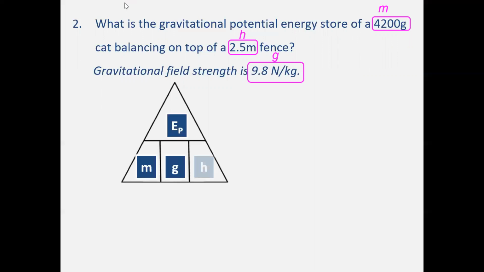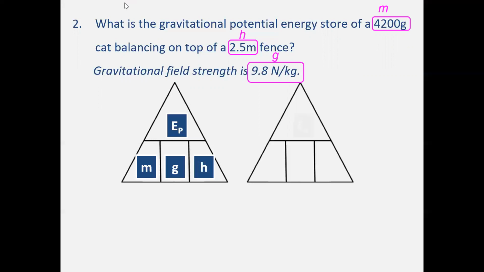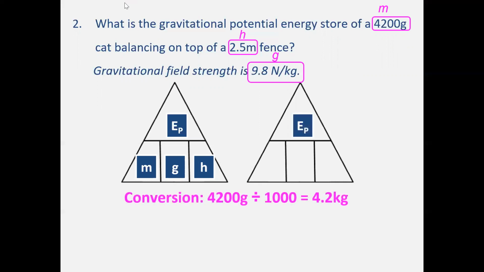Now again, you're going to have to add this data to your formula triangle, but you need to do a conversion first. You can see that you've been given the mass in grams. To convert 4,200 grams to kilograms, you have to divide by 1,000. So 4,200 grams divided by 1,000 would be 4.2 kilograms.